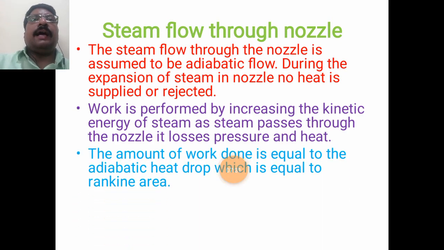Next, the amount of work done in the nozzle is equal to the amount of heat drop, which is equal to the Rankine area, because here the pressure and temperature vary between the inlet and exit, that is between the entrance and exit. Hence there is a change in the heat drop. Enthalpy heat drop means enthalpy drop takes place. Adiabatic heat drop means enthalpy change occurs. Therefore, the amount of work done by the nozzle can be stated as equal to the amount of change in the enthalpy. Okay, thank you.